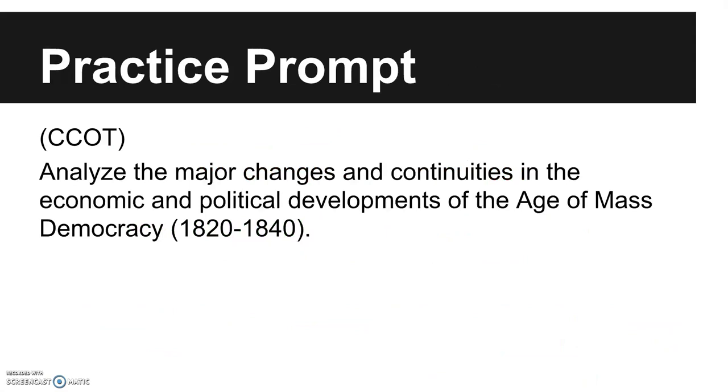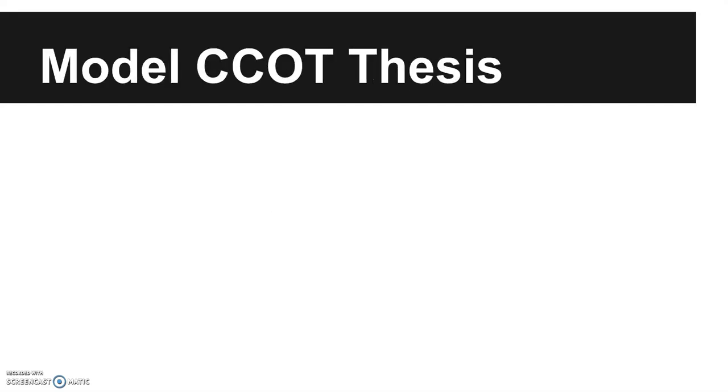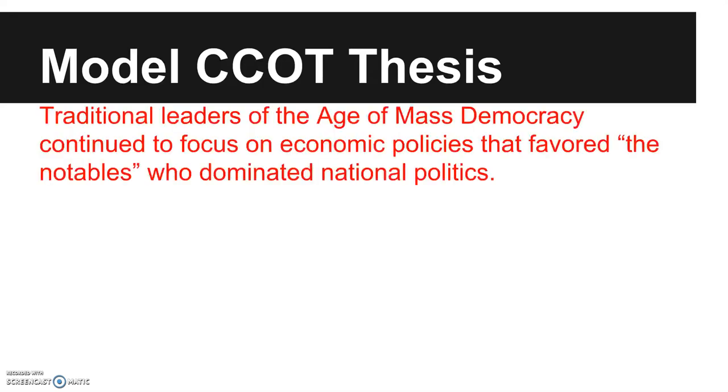Let's take a look at an example. Pause the podcast and take a minute to read and think about this CCOT question. Carefully identify what is being asked. The first sentence in this model thesis is used to demonstrate a persistent or continual trend. For instance, traditional leaders continuing to focus on economic policies favoring notables. Because we have fewer examples of continuity, this becomes our counterargument.